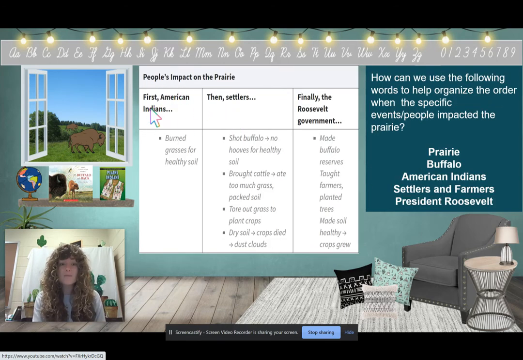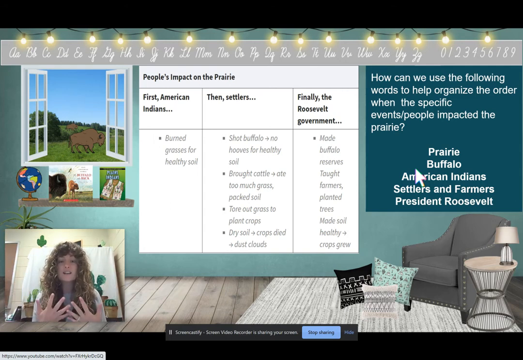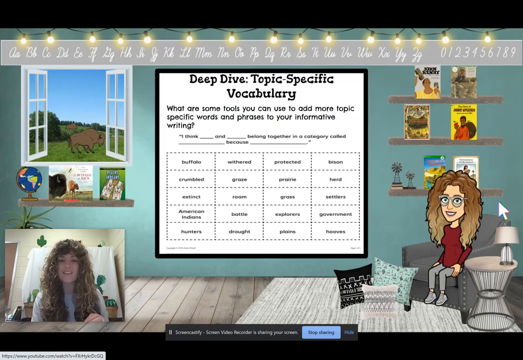So remember, we talked about how the Americans impacted the prairie first, then the settlers impacted negatively, and President Roosevelt had that final positive impact that helped keep the prairie healthy and safe again. So when we are writing, we are going to use topic-specific words because it helps our reader know exactly what we are telling them. It helps them figure out what the main idea is. So we will use words prairie, buffalo, American Indians, settlers and farmers, and President Roosevelt in our writing. And we will be writing tomorrow. So stay tuned for that.